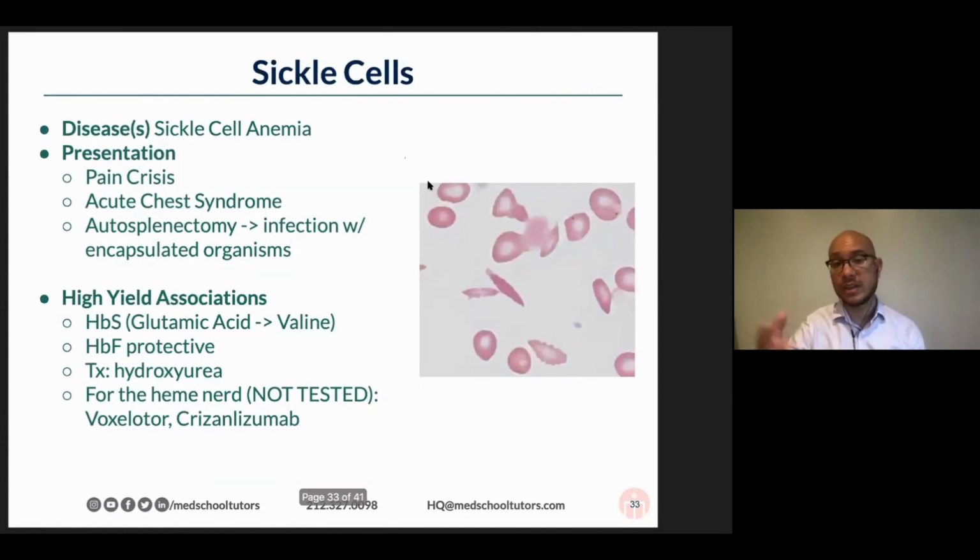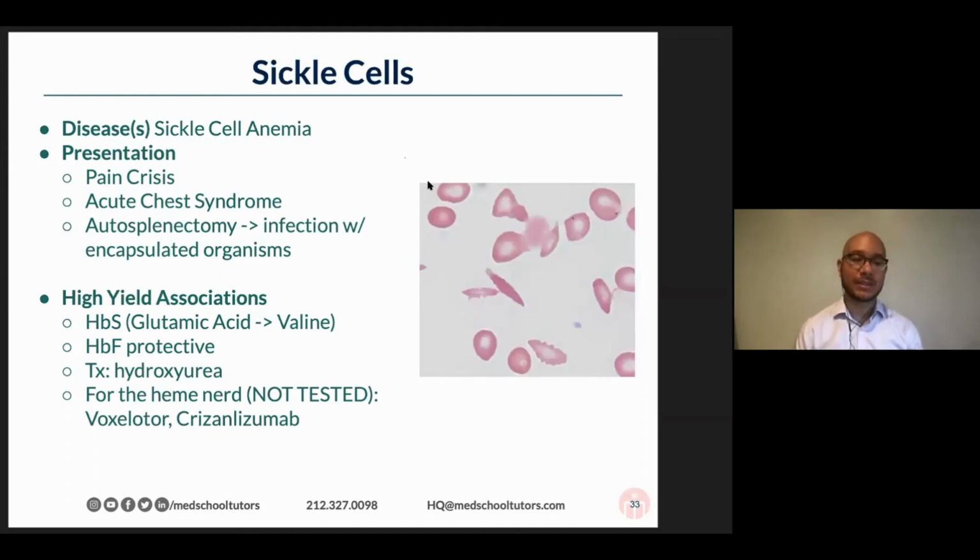A few things that you might be tested on. In terms of the presentation, I think most folks would be able to pick this up just from the history of starting from a young age, perhaps an affected family member, the pain crises, and the autosplenectomy leading to infection with encapsulated organisms.